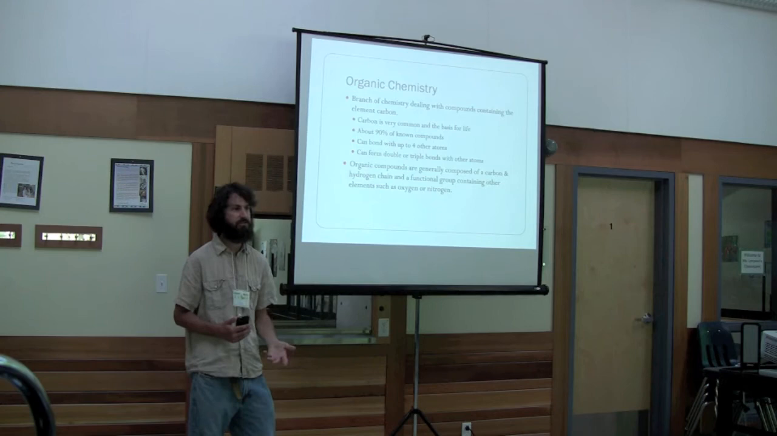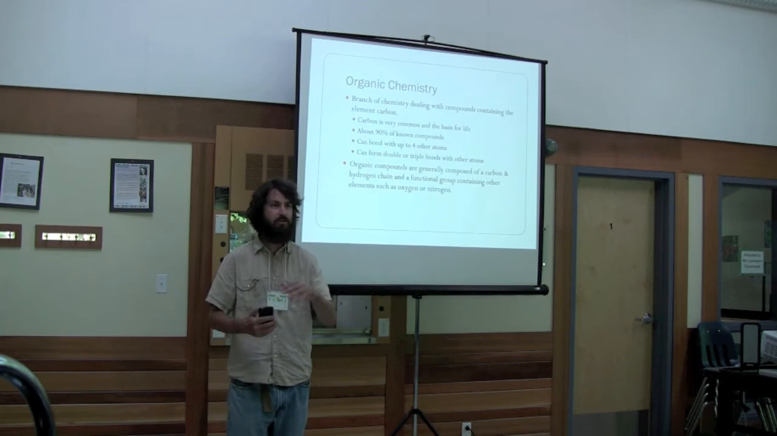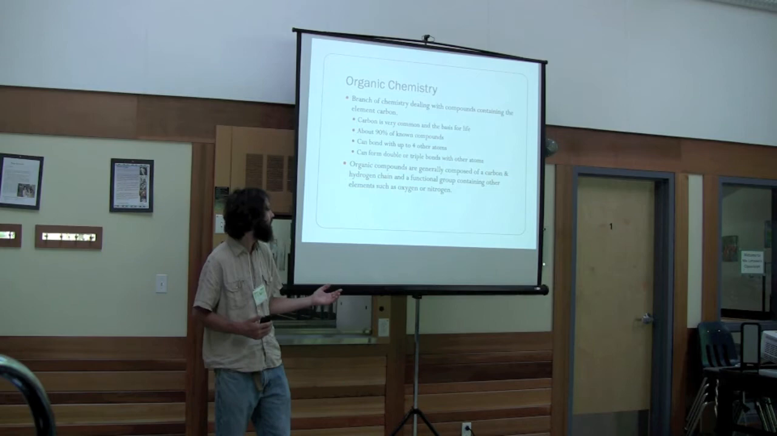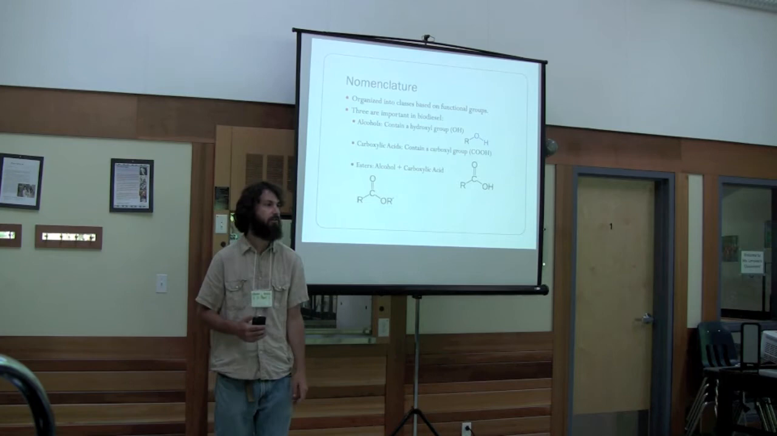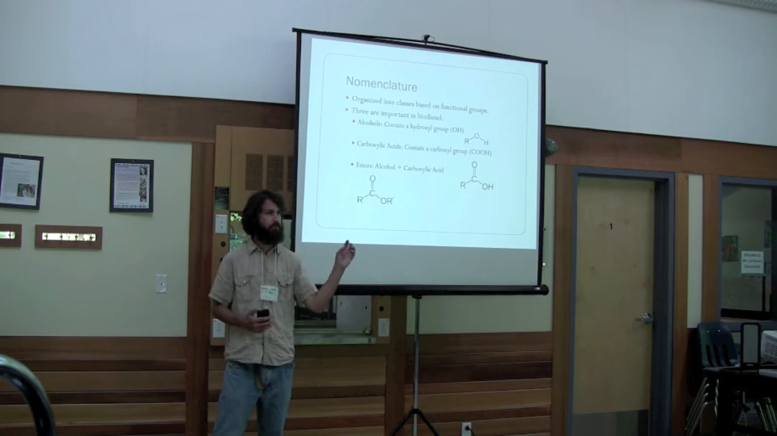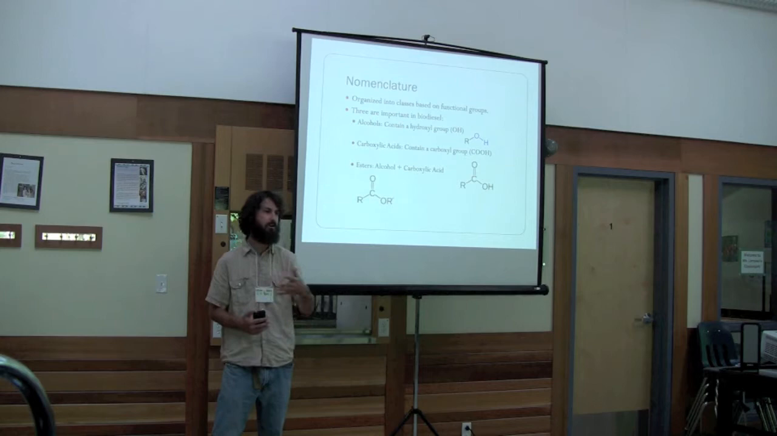But what's important in organic chemistry is how they're arranged, things like the shape and the types of bonds. Organic compounds can be very, very large, and most of the chemical and physical properties associated with them are related to this kind of structure they have. So that's very important in organic chemistry. Organic compounds are organized into classes based on what we call functional groups. Usually in organic compounds, there's a carbon or a carbon chain, and then there's something else attached, like a functional group.